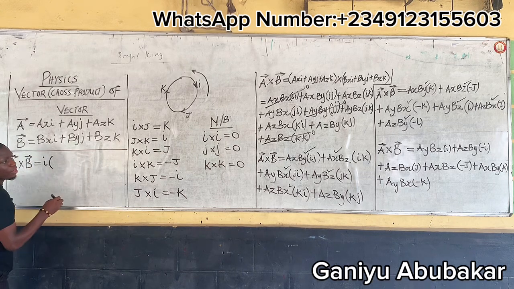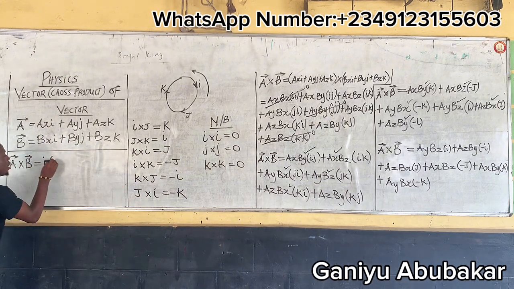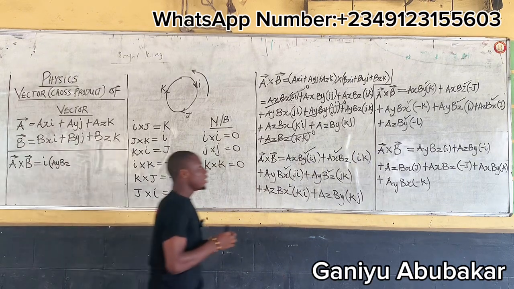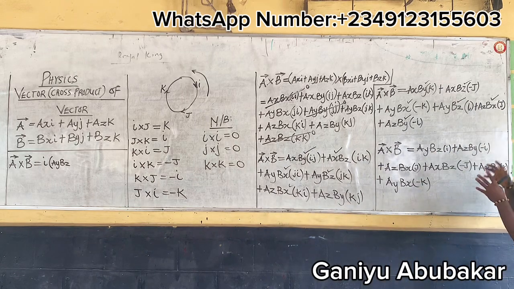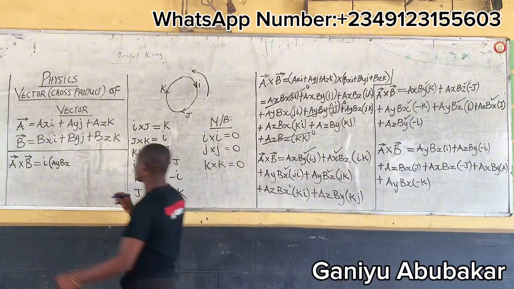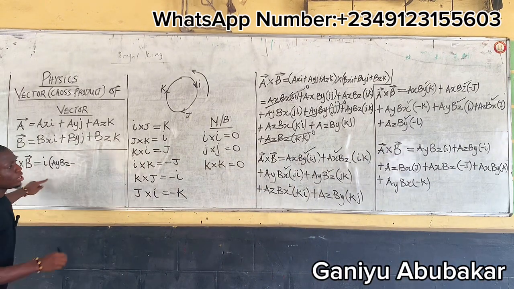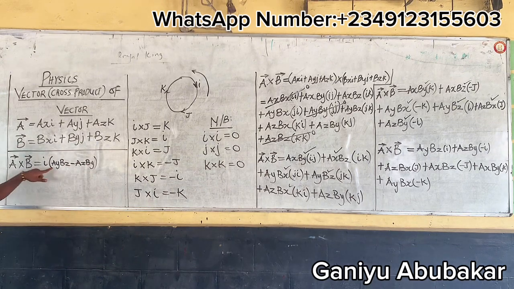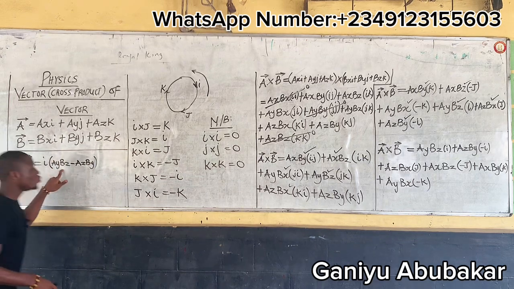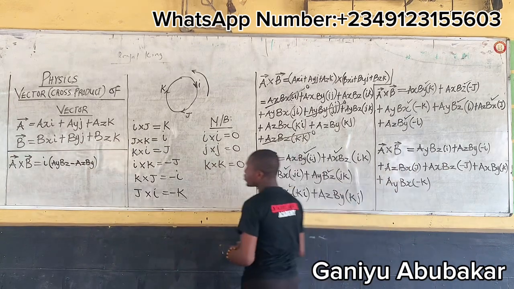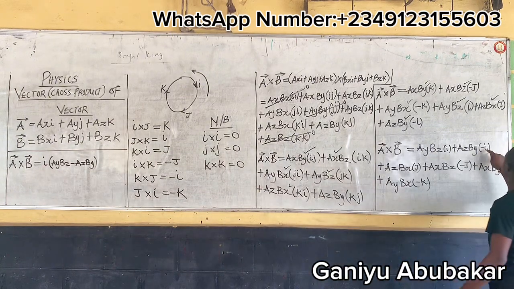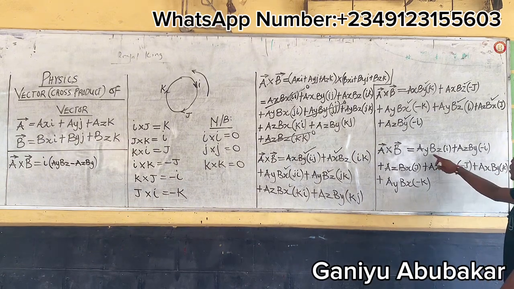So I is common, into what? AY BZ, right? No, hold on. This I and I is common. Bring it out. Now this minus times plus is minus. So I times A minus AZ BY. Normal math. This times this will give you that thing that is there. Next up, I times minus this will give you minus I this. So I'm done with this first part.